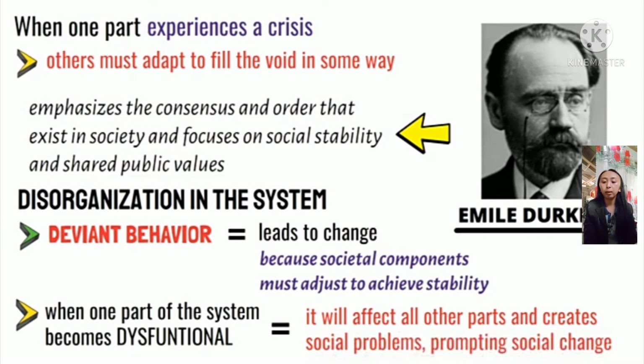From this perspective, Durkheim would have us believe that disorganization of the system, such as deviant behavior, leads to the change of the society because societal components must adjust to achieve stability. And when one part of the system becomes dysfunctional, it will affect all other parts and create social problems, prompting social change.